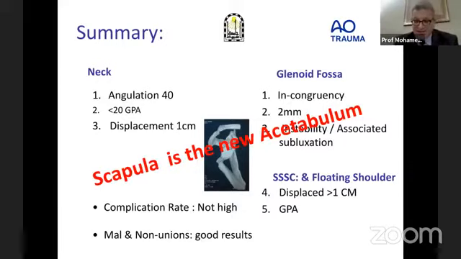Thank you so much, Professor Hatem Galal Zaki, for this very nice and very interesting talk about scapular fractures. Now we come to the questions. Dr. Ahmed.